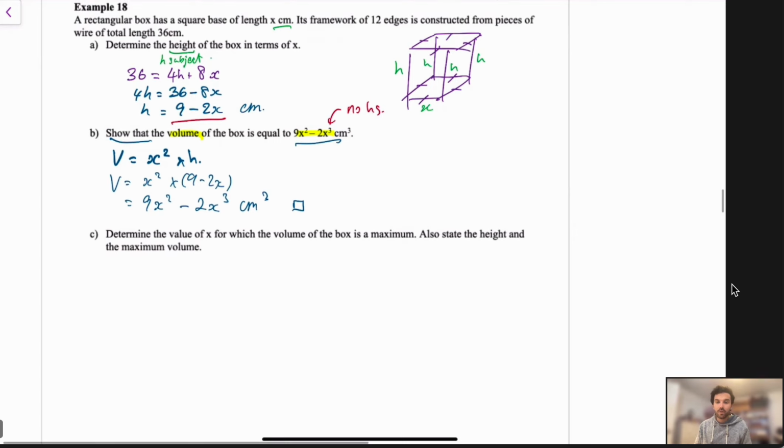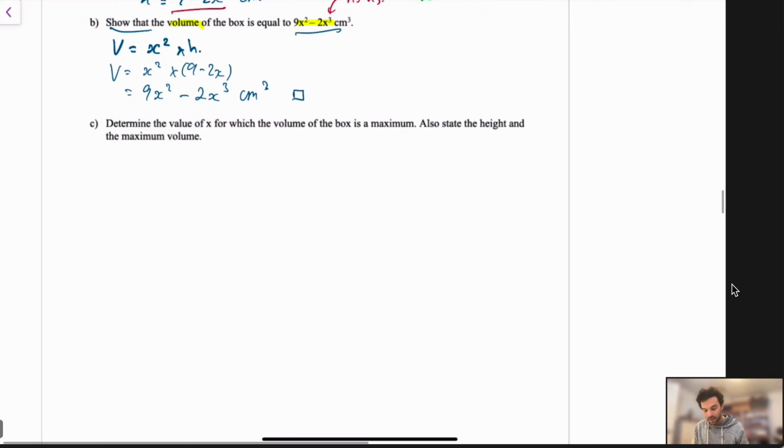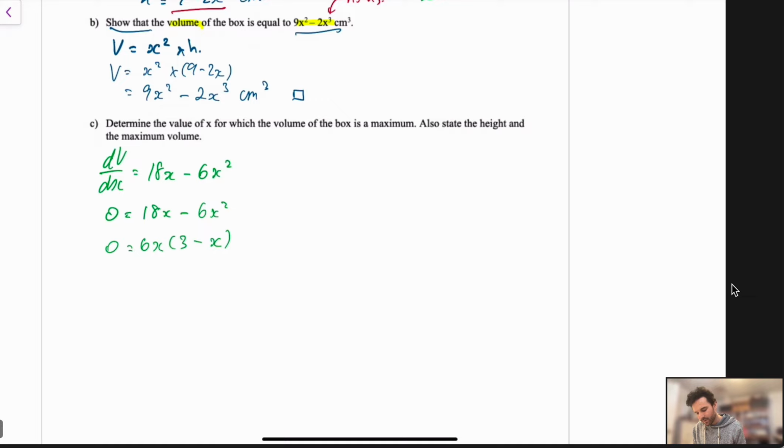Determine the value of x for which the volume of the box is a maximum. So they're wanting you to use calculus here, maximize, so we want to differentiate and solve equal to 0. Also state the height and the maximum volume. So let's have a crack at this. dV by dx is going to be 18x take 6x squared. Make it equal 0 to find those stationary points. Factorize out. And then we can see we've got 2 points. x is either equal to 0 or 3.